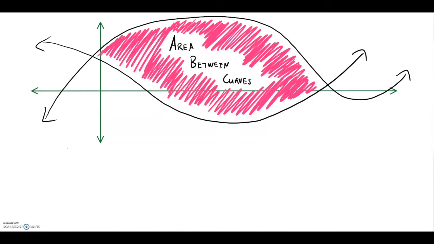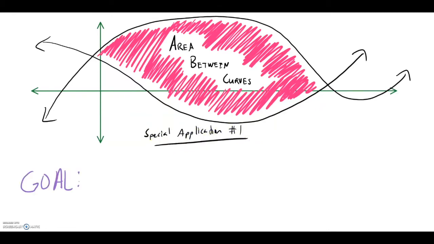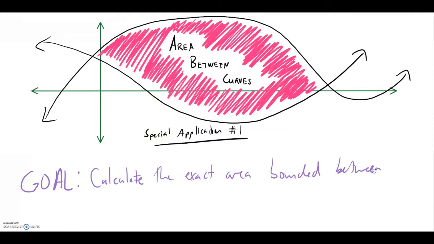This will be the first video in a series on special applications of integration. And special application number 1 is calculating the area between two curves. The big goal here will be to calculate the exact area bounded between two functions on a closed interval.